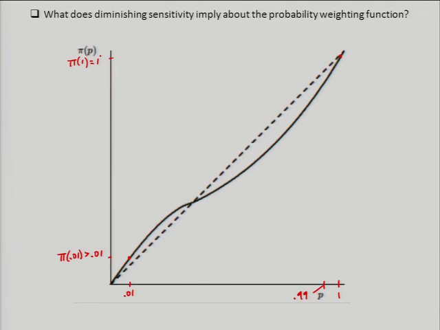What this function is telling us is that if we take away 1%, the weight that people assign to 0.99 is less than 0.99. And what that means is that the difference between the weight they put on a probability of 1 and the weight they put on a probability of 0.99 is greater than 0.01. So they're overweighting small changes in probability both at the bottom and the top of the scale. That's what that function tells us. So that captures the overweighting of small probabilities and the certainty effect.